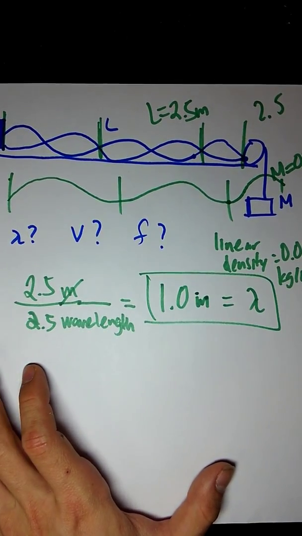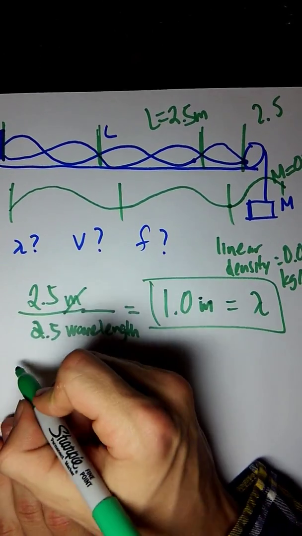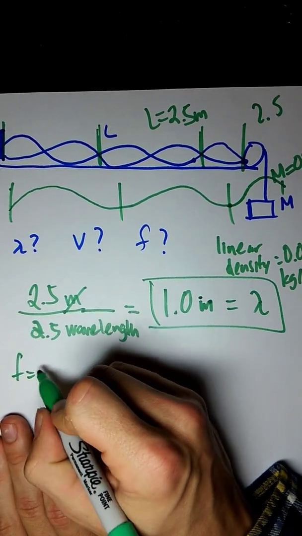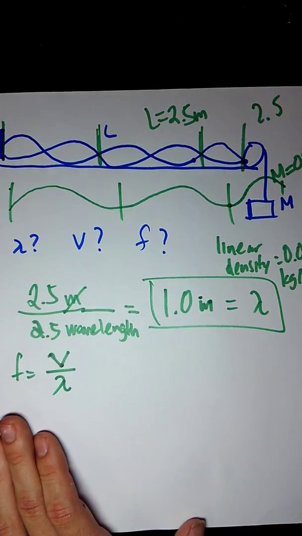Now the next one, I'm going to solve for velocity now, okay? To solve for velocity, I could use my equation as I used before. I have frequency is equal to velocity over lambda, okay?